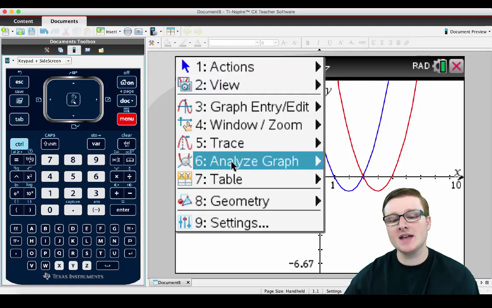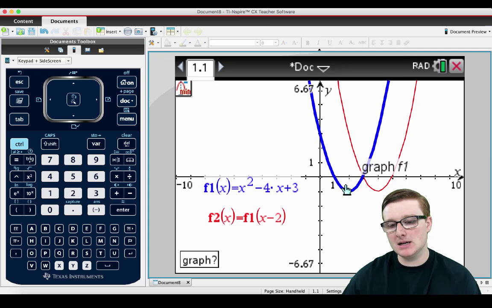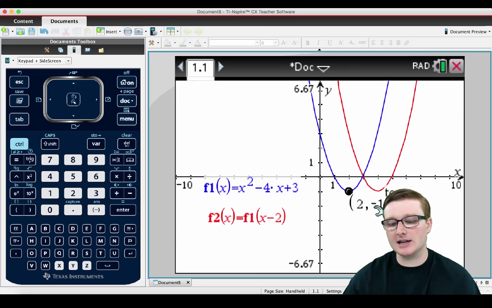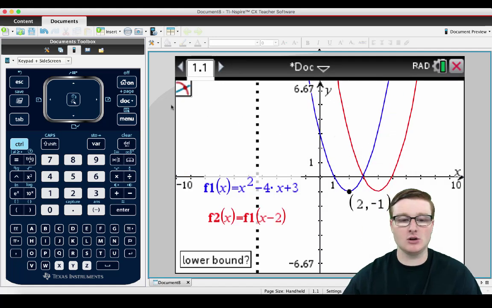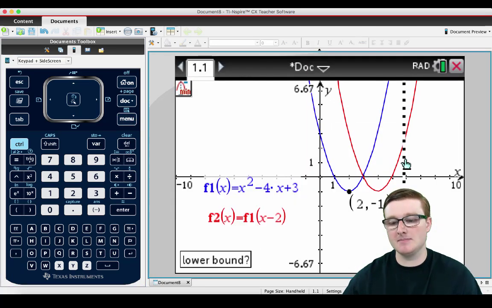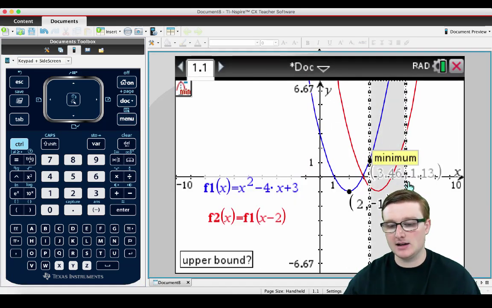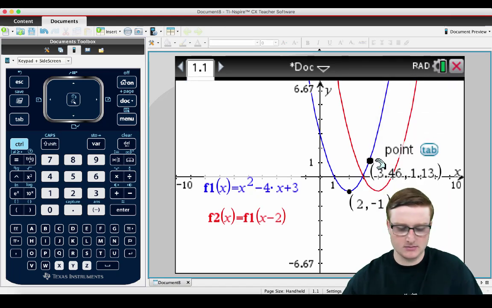If you do menu, analyze graph, minimum, and click on the blue graph and click, that's 2, negative 1. And do it again. Menu, analyze graph, minimum. Click on the red point, and then what is going on here? Click. My apologies.